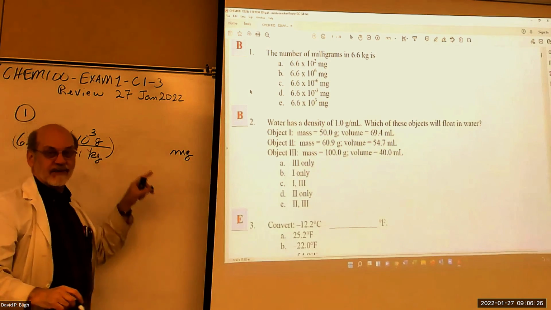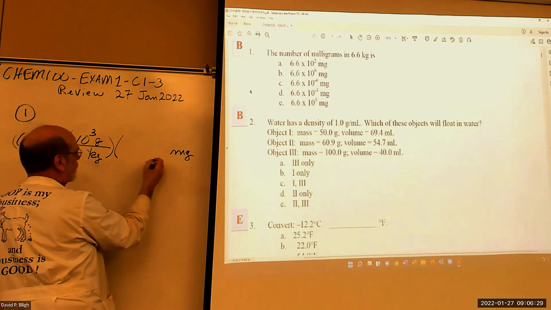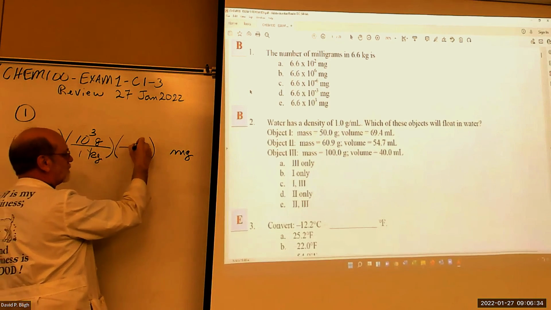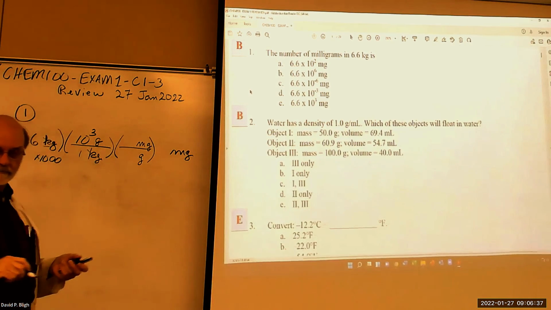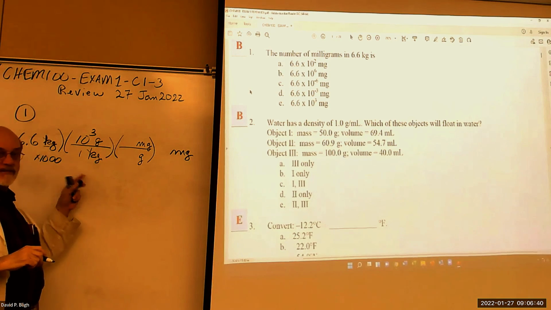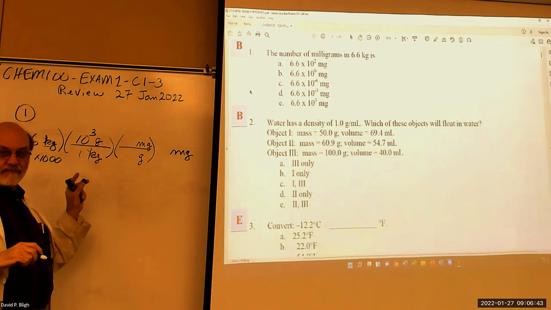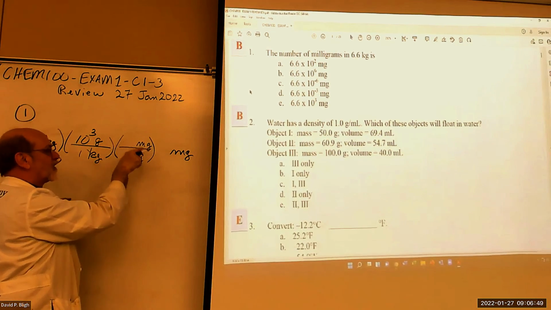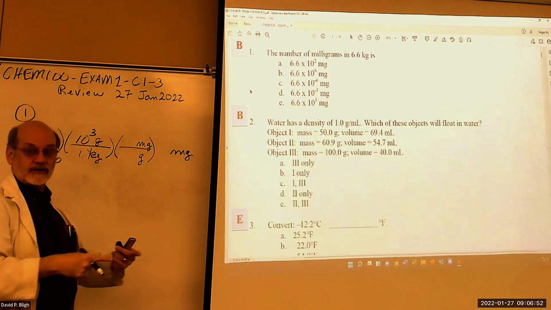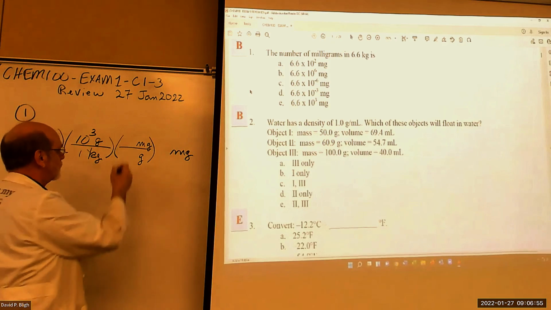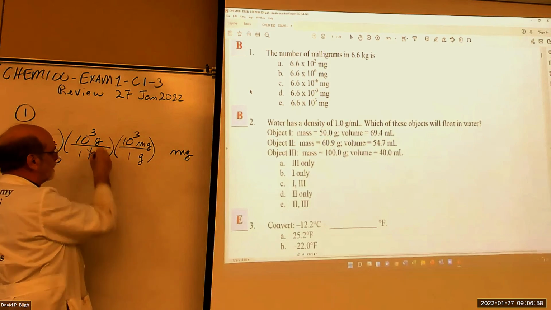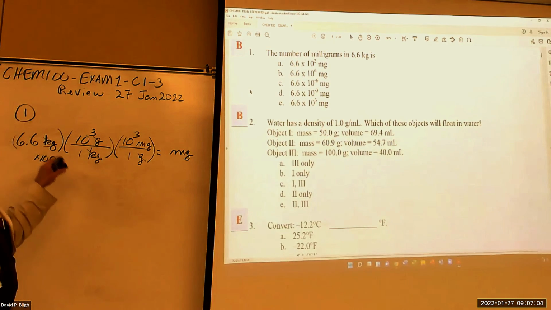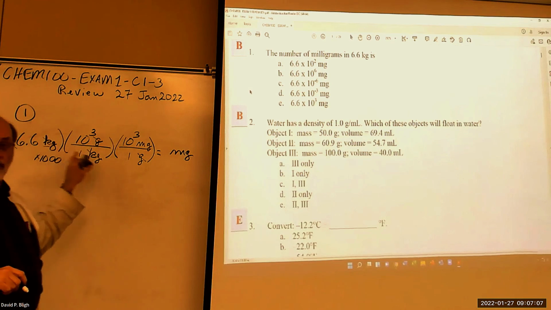Now we can go from grams to milligrams. And to do that, we need something that will cancel grams and leave us with milligrams. Okay, how many milligrams in a gram? And milli means 1,000th of. So if a milligram is 1,000th of a gram, it takes 1,000 of them to make a gram. So now we got rid of grams, and there's our milligrams. So this is the thinking part. The rest of it is number crunching.